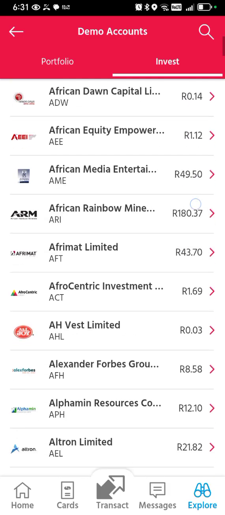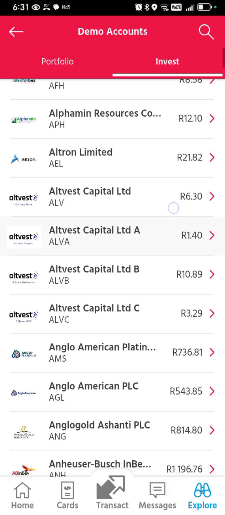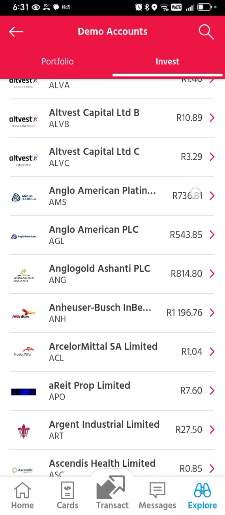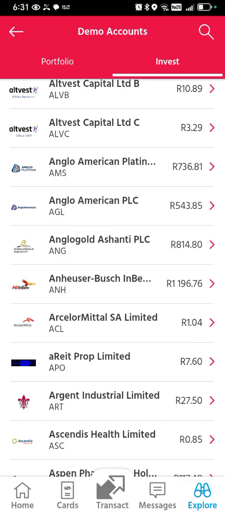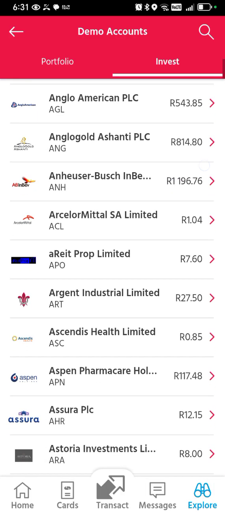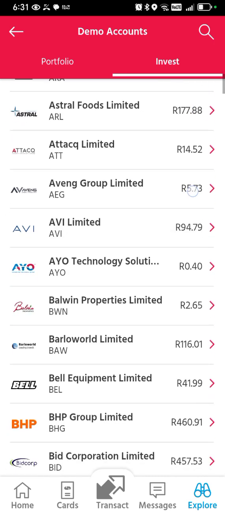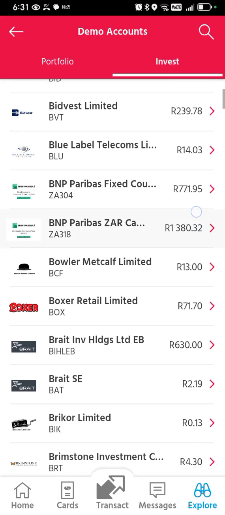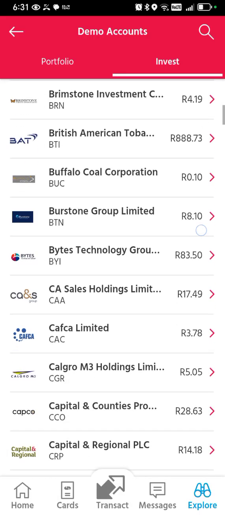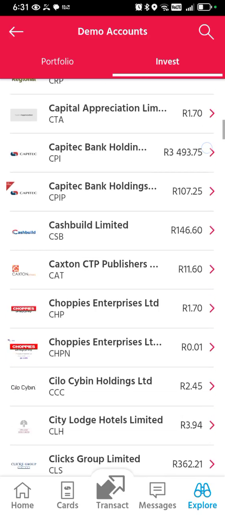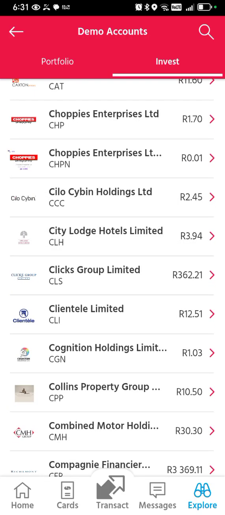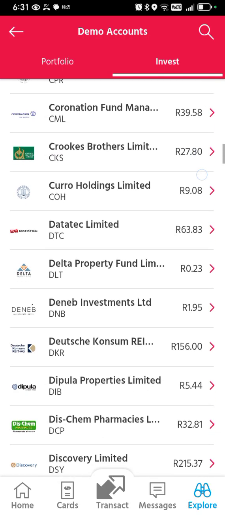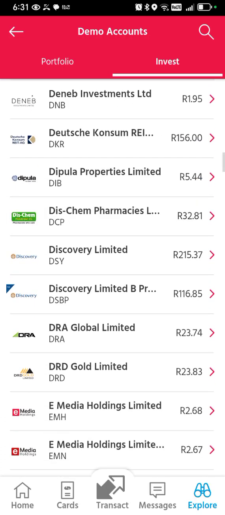These are all companies that you can invest in. You can buy shares. Anglo Gold, you can also invest. You check different companies. I'll slide through Bidcorp. All of these are companies that you can invest in. It needs your time to check companies. Clientele Limited. All of these companies, you can start investing. 32 Rand.